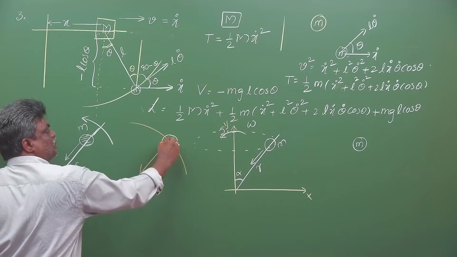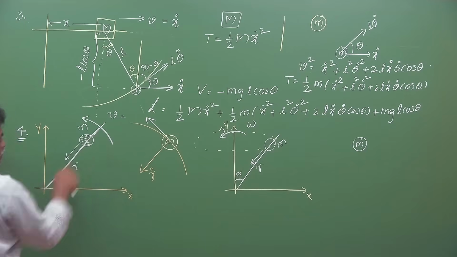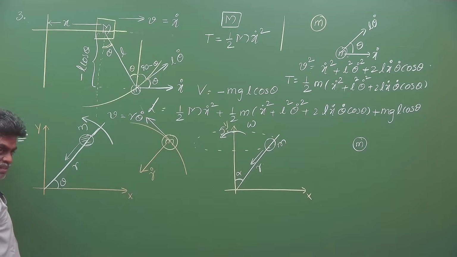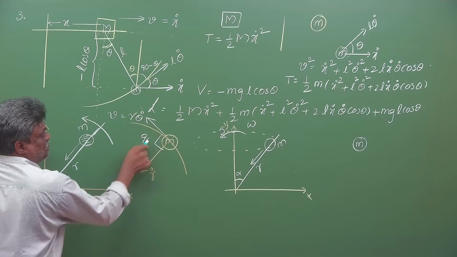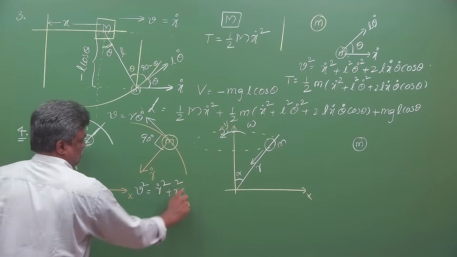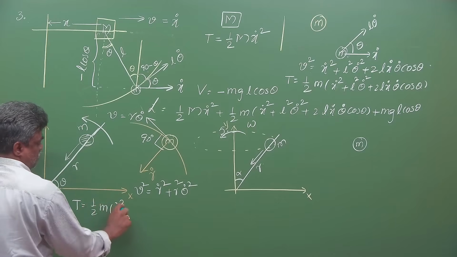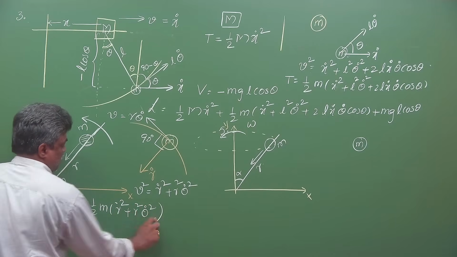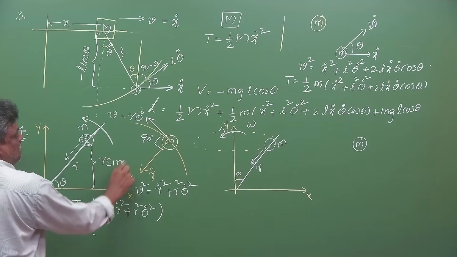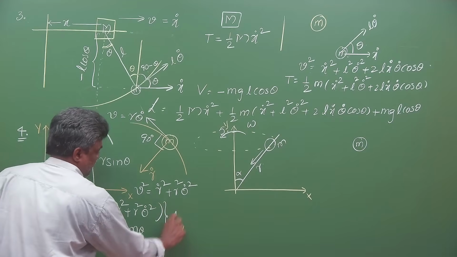Now it's a circular motion. That's why tangential. What is the tangential velocity? V equals, what is the radius? Angle. That's it. Theta dot velocity. What is the angle between these two? Now come on, say V square equals. Be confident. Find the potential. So this is the height, r sine theta, positive height, mg r sine theta. Directly write. Now write the Lagrangian.